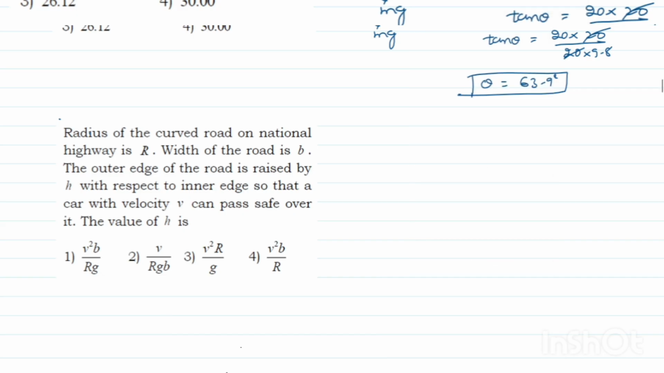Here earlier also we have seen, and here the width of the road is given, and the outer edge which is going to be raised by some height is given as h. So they are asking for that height value.